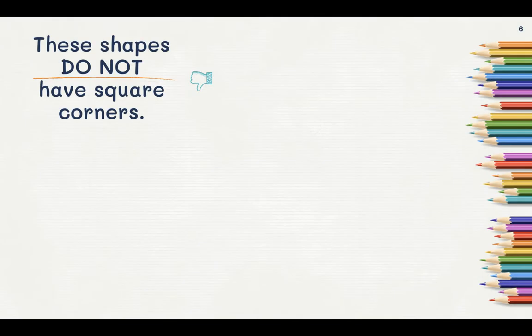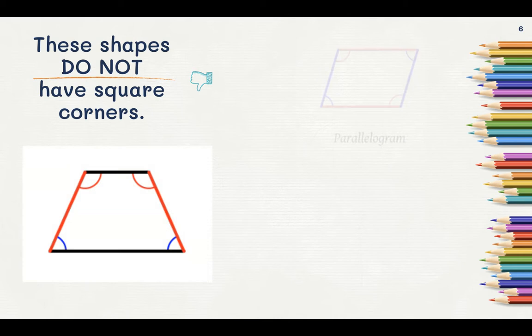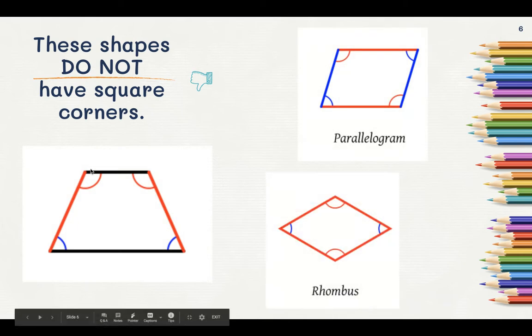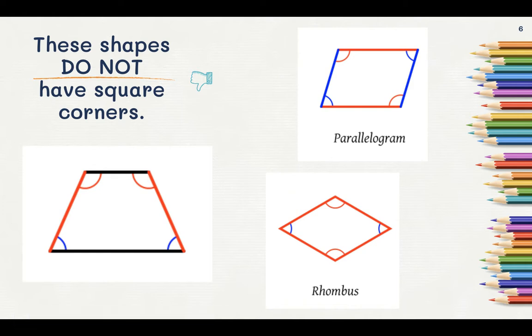Now the shapes I will show you next do not have square corners. So on the bottom left here, we can see that even though this side is perfectly horizontal, this red one right here is not. It is not straight up and down. It is a little bit diagonal. And when you have a side that is diagonal, your corners will not be square.